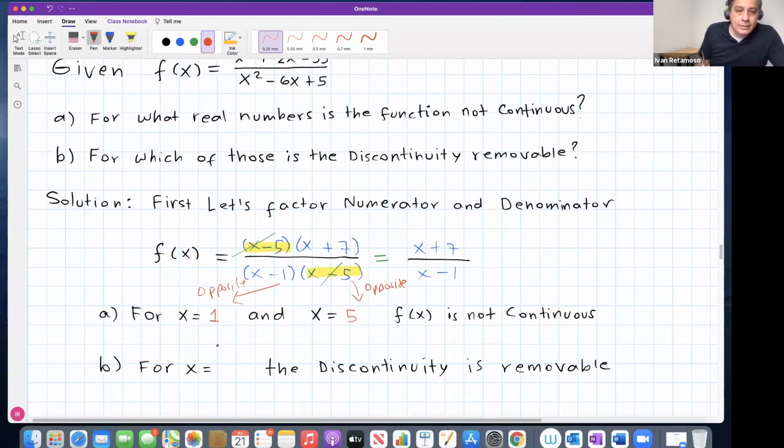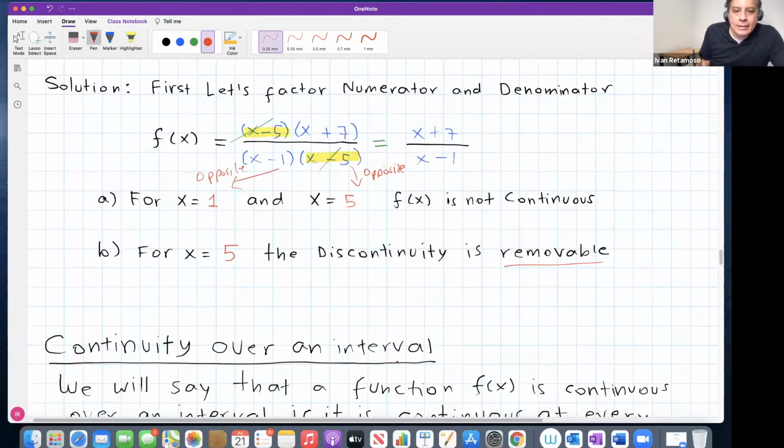The function is not continuous at this, not continuous at this. But it has a removable discontinuity at x equal 5, because remember, we were able to remove this factor, right? So at x equal 5, the discontinuity is removable, right? Yeah. Very good, guys. So hope you will be able to follow this example to deal with your homework, okay?